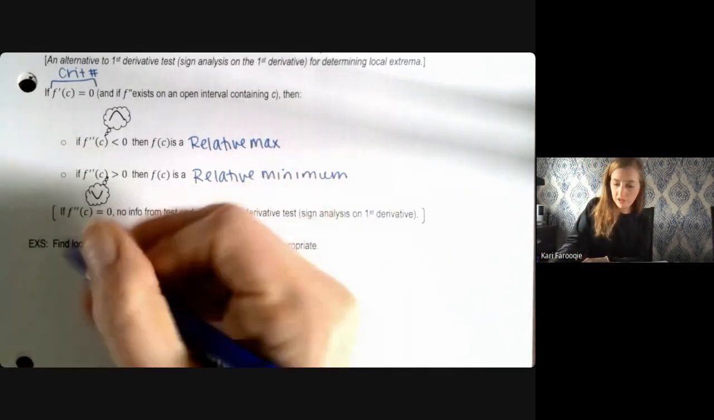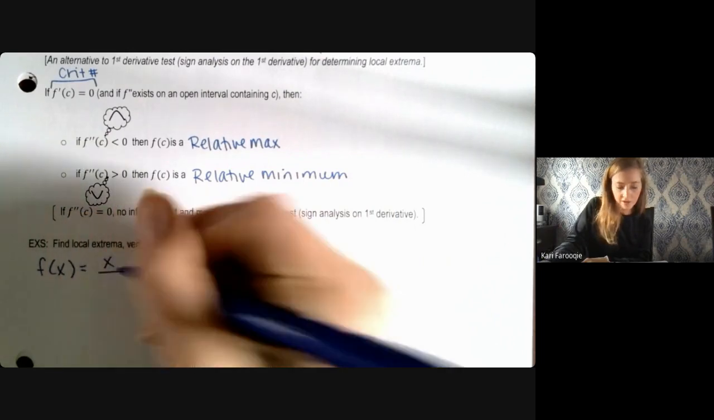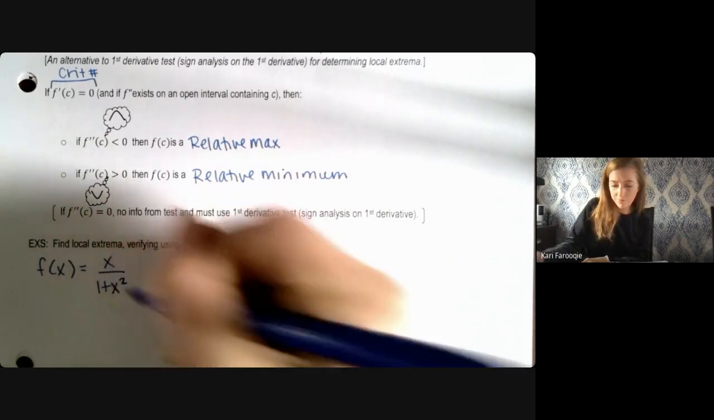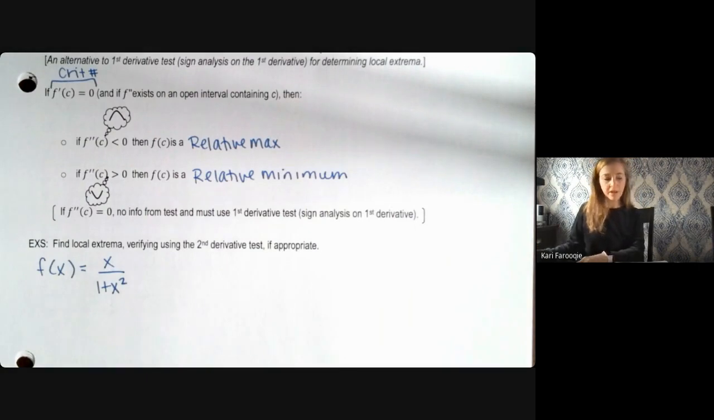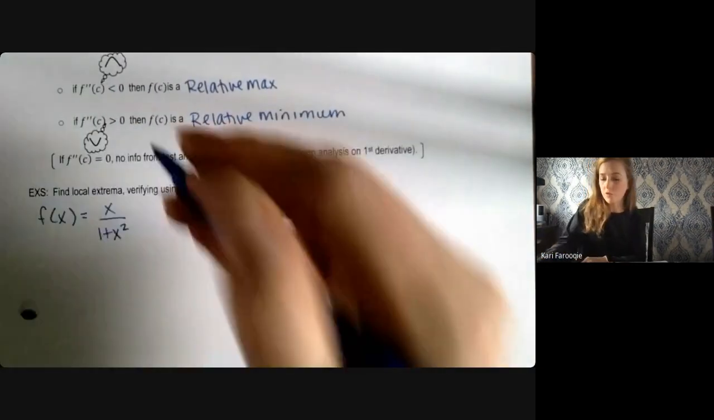First, we're going to take our function f of x. I'm going to give you that function as x over 1 plus x squared. And we'll find the first derivative, and then we'll find the second derivative. First, I'm going to review with you just how to use the first derivative test, and then we'll do it with the second derivative test. So go ahead and find your first derivative.